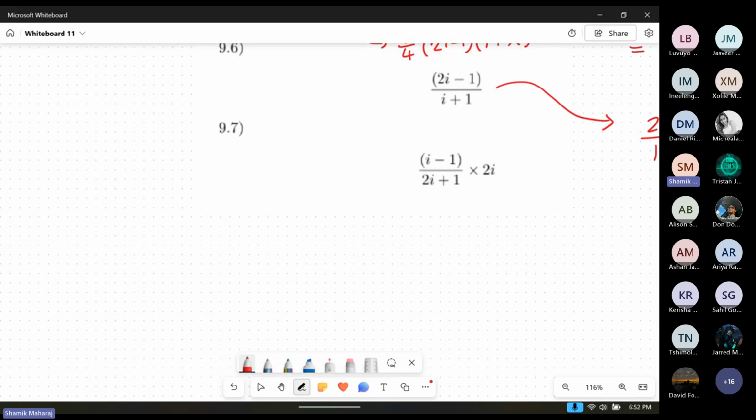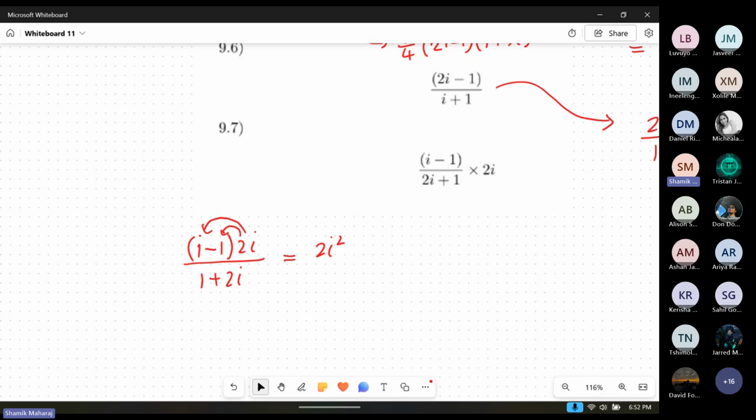So 9.7, we have i minus 1 multiplied by 2i. I'm just moving that to the top. And I'll rewrite this as 1 plus 2i. So we need to do the same trick, but first the top is looking a bit terrible, so let's do something about that. We can FOIL, as we have always been doing. We can multiply the 2i into the brackets, and this becomes, first it will go here, and we get 2i squared, then it goes here, and we get minus 2i, still over 1 plus 2i.